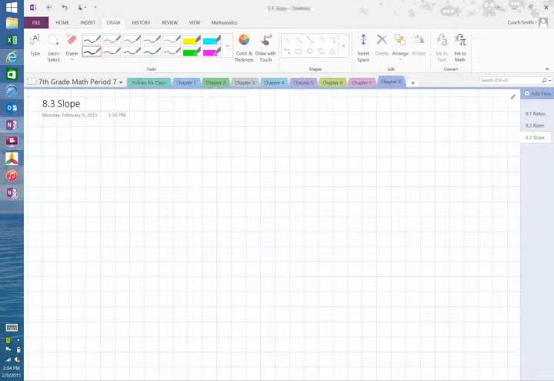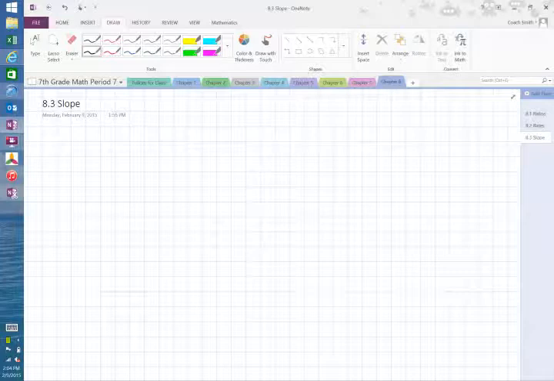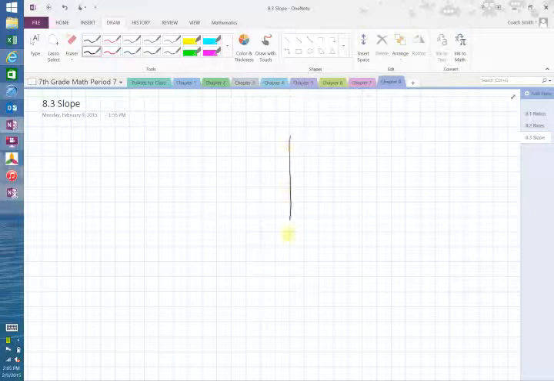All right, so today we're going to talk about slope. Slope is how a line is either going up or down. Okay? For example, if I have a graph, that's why I handed out the graph paper.